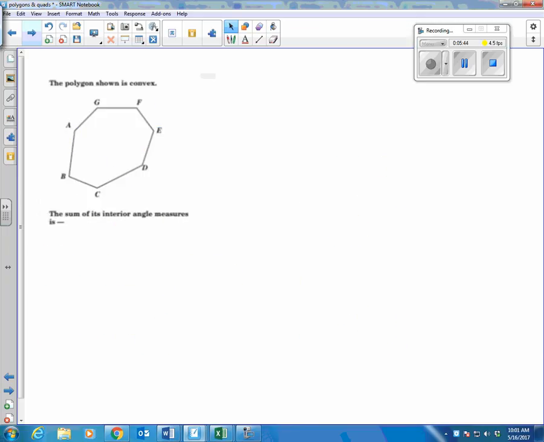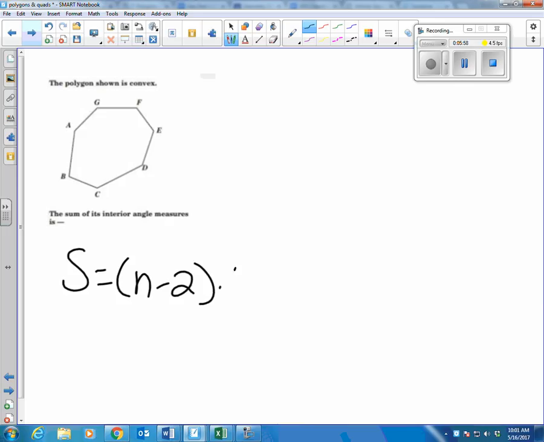The third one. So the sum of its interior angle measures is what? And it's a convex polygon. So we mean the sum of the interior angles. Remember that formula is S is equal to n minus 2 times 180. And we just need to know how many sides there are.